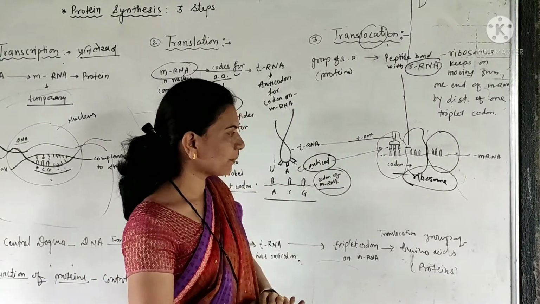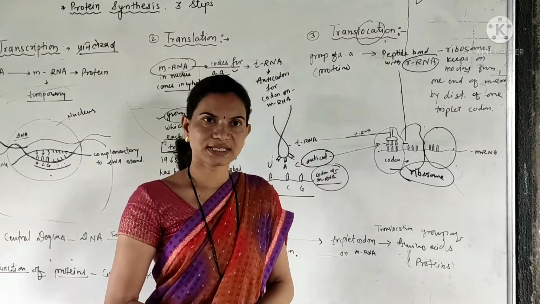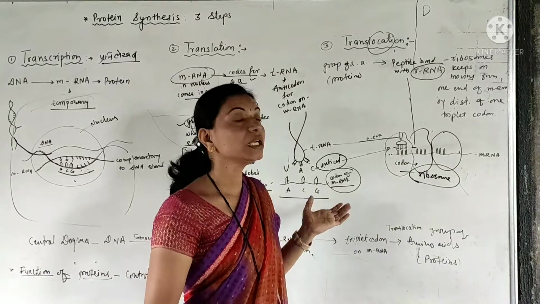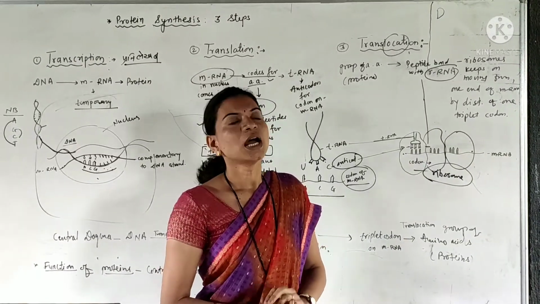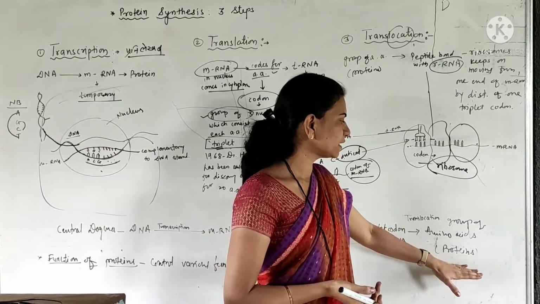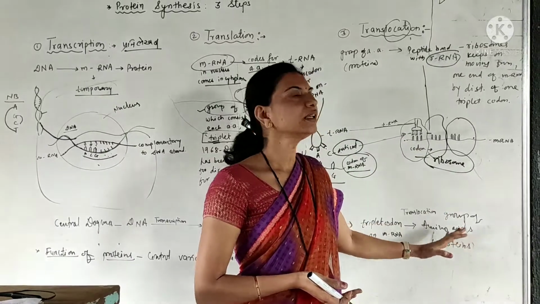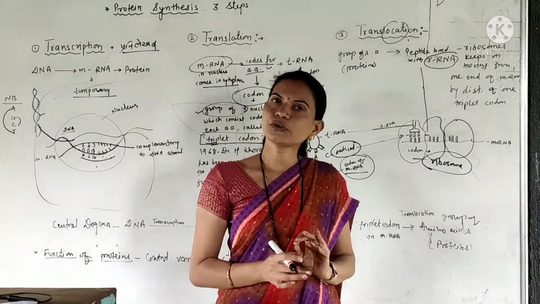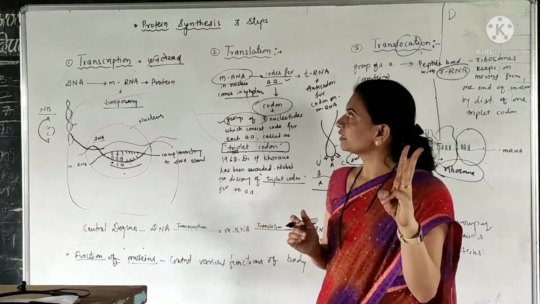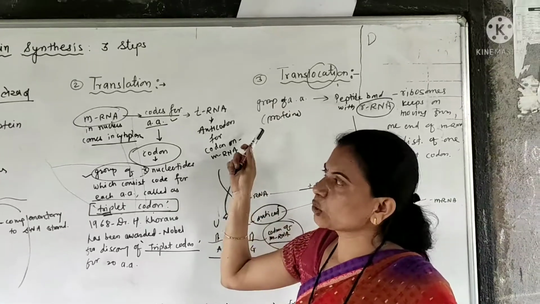Then lastly, what happened? By this translocation of different groups of amino acids, one complex protein is formed. There are 20 amino acids present in the living body, and this group of amino acids is known as a complex protein. We studied the detailed process of protein synthesis. Protein synthesis has three steps: first is transcription, then translation and translocation.